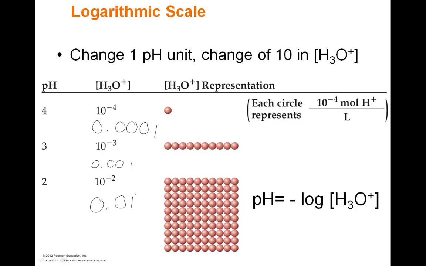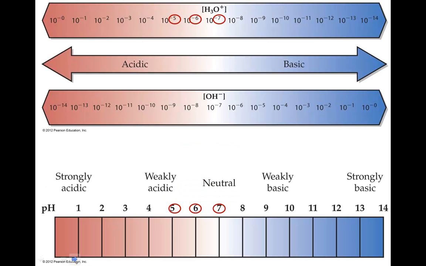So whenever we're looking at logarithmic ways of looking at a sample, every pH unit change of 1 results in a tenfold change in your hydronium concentration. Alright, so here are these numbers represented on the scale. So remember, acidic is on our left, basic is on our right.